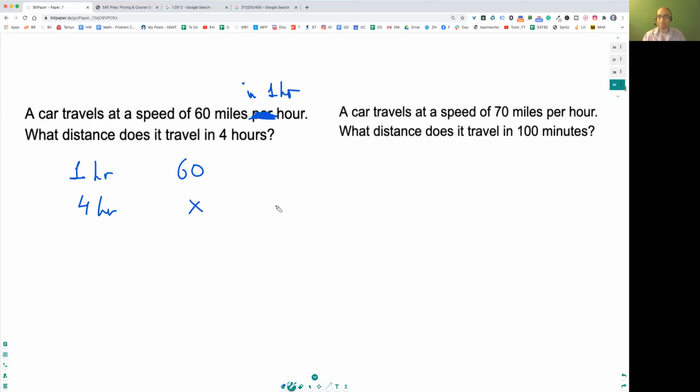So now it's the same problem like you did before, right? In 1 hour, you travel 60 miles. So in 4 hours, how many miles do you travel? So you can do the cross multiplication, and always you can remove these units here or these variables.